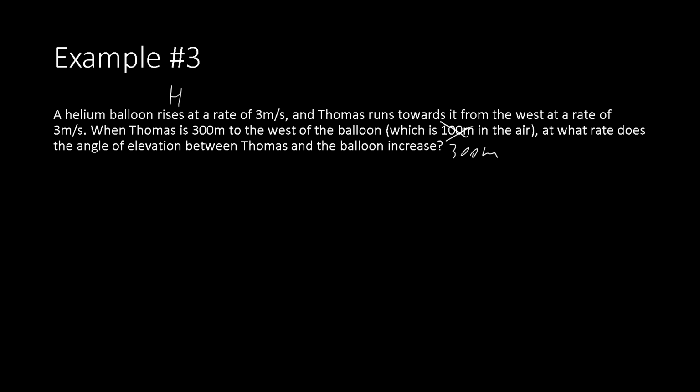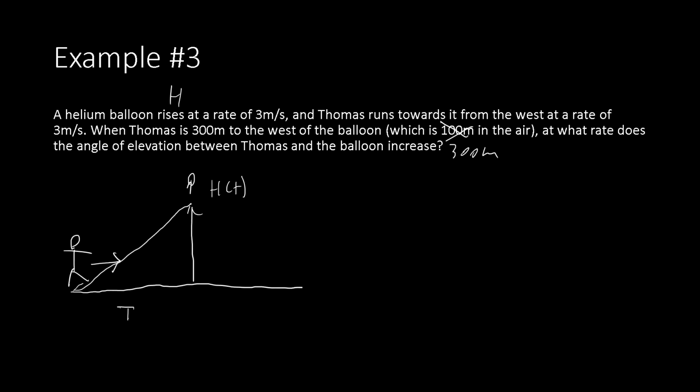So the first thing we're always going to have to do is draw our picture. So we have our balloon, it's going upwards here. We have our flat ground, and we have Thomas. What a nerd. Here he goes. He's running this way. Now I said that the height of the balloon here is going to be h of t. And I'm going to say that the distance between Thomas and the balloon is going to be represented by t. And then what we're solving for here is the angle. So the angle, we're going to assume Thomas's height is 0, of course, because this is a math problem. Everyone's height is always 0. This is going to be theta.